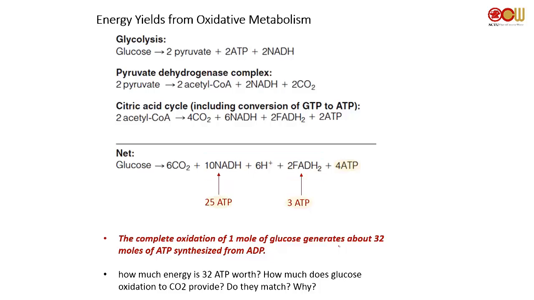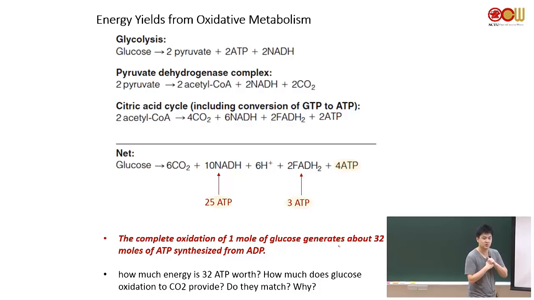And remember what we just learned in the previous lecture and this lecture, that NADH and FADH2, in the presence of oxygen, you can convert that energy into the proton gradient and then use the proton gradient to produce ATP. For every 1 NADH, you can generate 2.5 ATP. For every 1 FADH2, you can generate 1.5 ATP. So you multiply those things out, you get about 32 moles of ATP synthesized per mole of glucose.